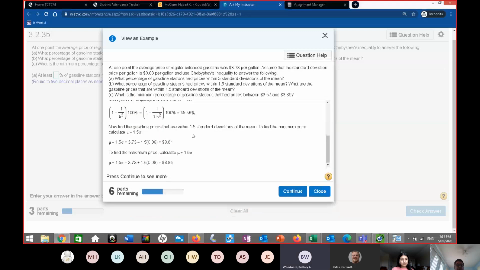Now, what does the last one say? What is the minimum percentage of gas stations that had prices between 3.57 and 3.89?